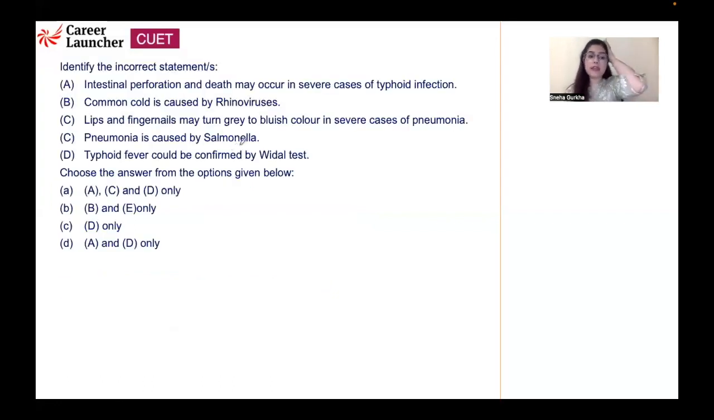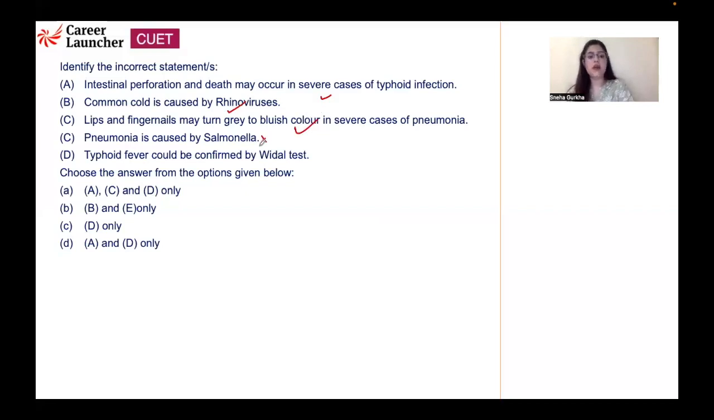Next, identify the incorrect statements. Intestinal perforation and death may occur in severe cases of typhoid infection, correct. Common cold is caused by rhinoviruses, correct. Lips and fingernails may turn gray to bluish in color in severe cases of pneumonia. This is also correct. Pneumonia is caused by salmonella.